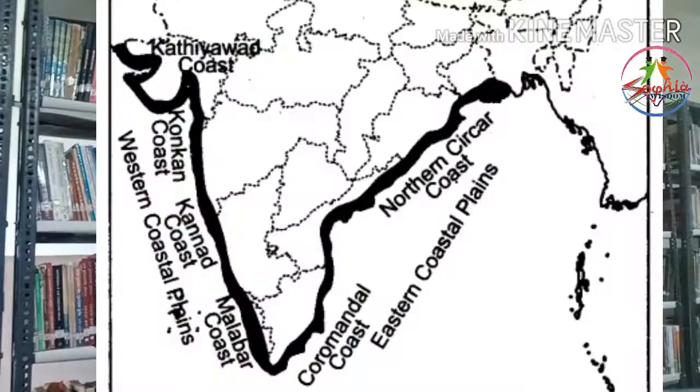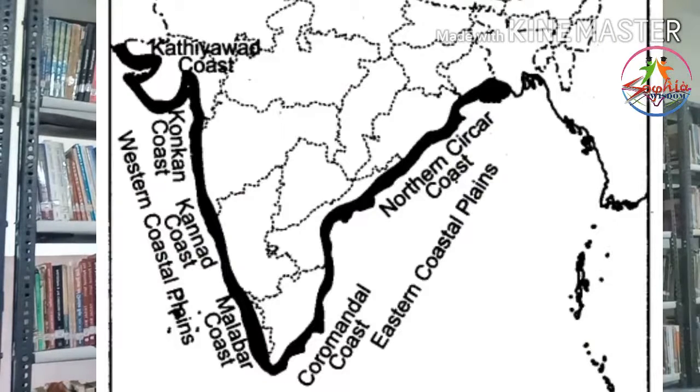In Karnataka, the coastal plain is known as the Canara coast. And third is the Malabar coast. This is the southernmost part. Southern, middle, northern. The northern part is known as the Konkan coast. It touches Maharashtra and Goa.